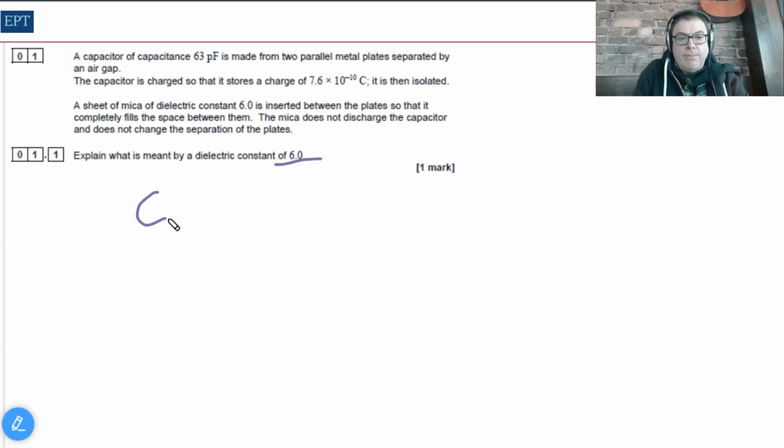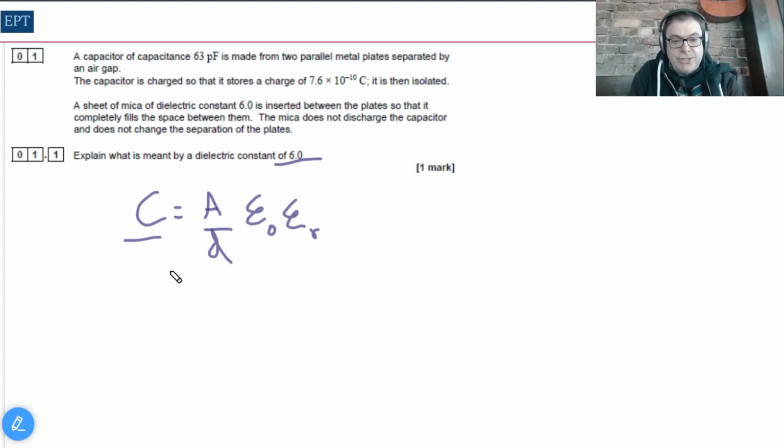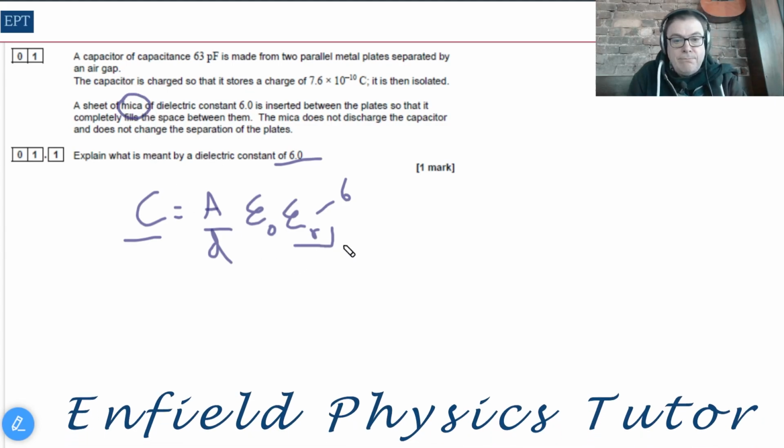Well, we know the capacitor formula: the area of the plates divided by the distance between the plates, epsilon 0, epsilon r. You multiply that lot together, you'll get the capacitance that you've created. Now, epsilon 0 is the permittivity of free space, a measure of how easy it is for electric fields to pass through free space or the vacuum. And epsilon r for our question here is 6. And this is the relative permittivity of, in this case, mica.